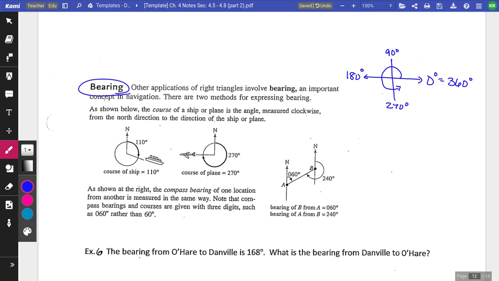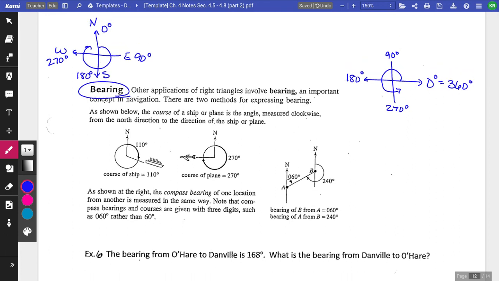So when you're dealing with bearing, you're thinking more north, south, east, west, and you go north, and north is 0 degrees, and you go clockwise instead of counterclockwise. So if you're headed due east, that is a bearing of 90 degrees. If you're headed due south, that's a bearing of 180 degrees. And then due west would be 270 degrees. So that is how we're going to calculate bearing today.